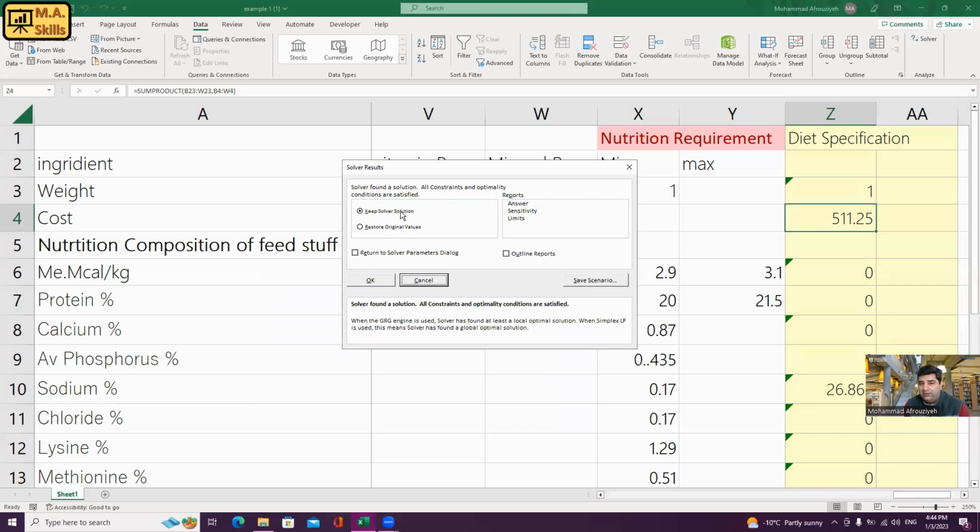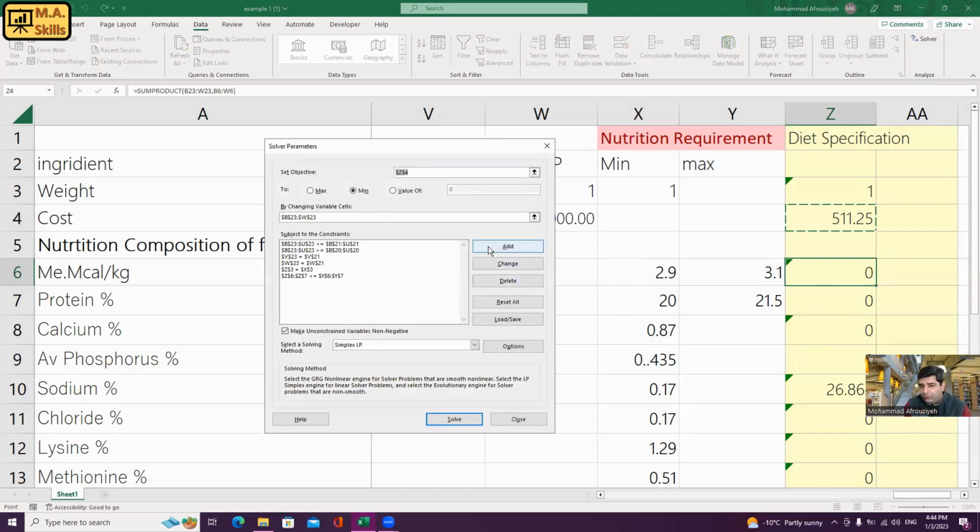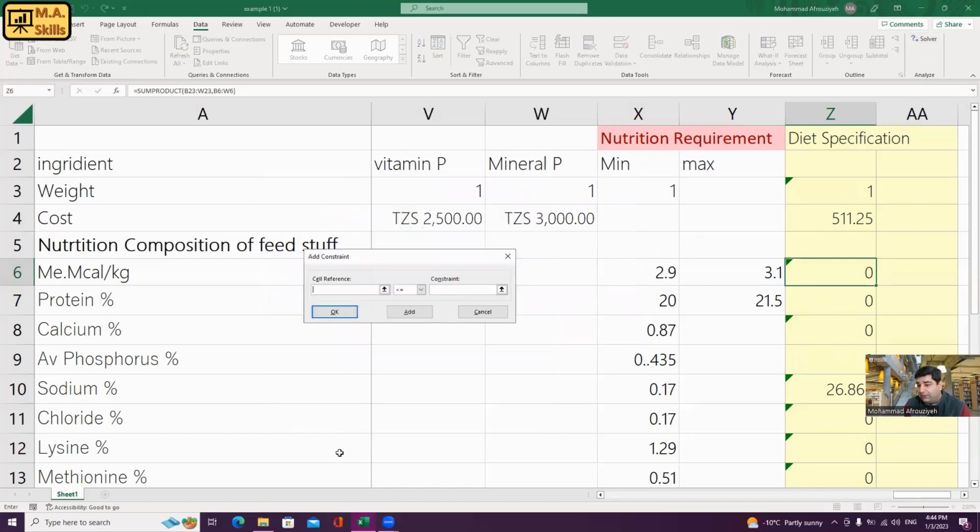Now I solved the formulation problem, but I removed one of the most important constraints. It means that I didn't put any constraint on dietary specification, which is not right. Even though mathematically it worked, it didn't give me the right formulation. So now you can go ahead and add the constraints.